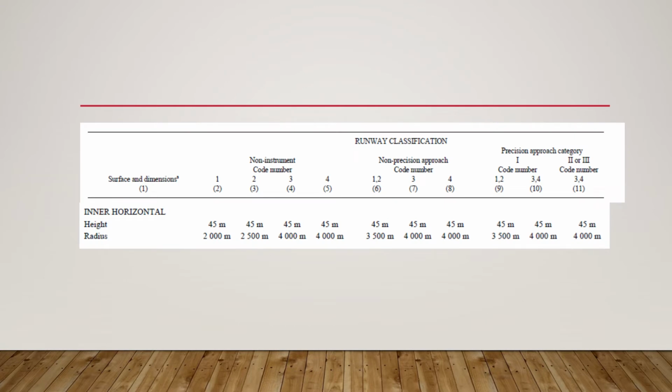This table shows the height restriction of a horizontal surface with respect to the distance at which the horizontal surface is defined. So for a non-instrument runway, code element number 1, it would be 2000 meters and extends up to a distance of 4000 meters based on the classification of the runway.